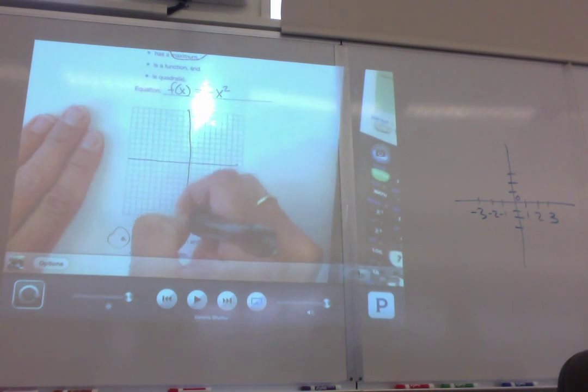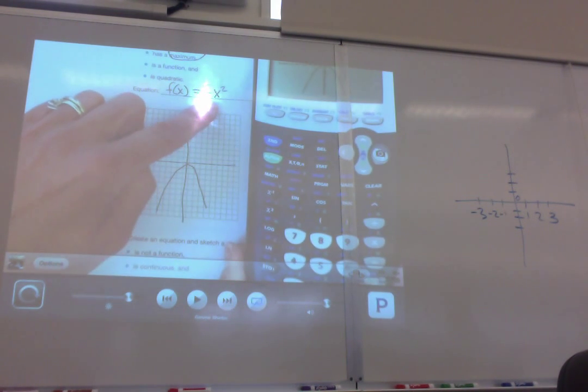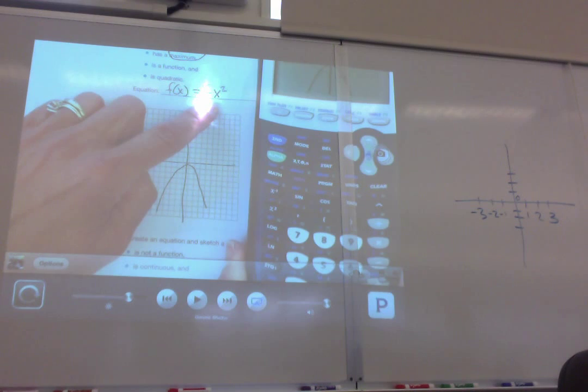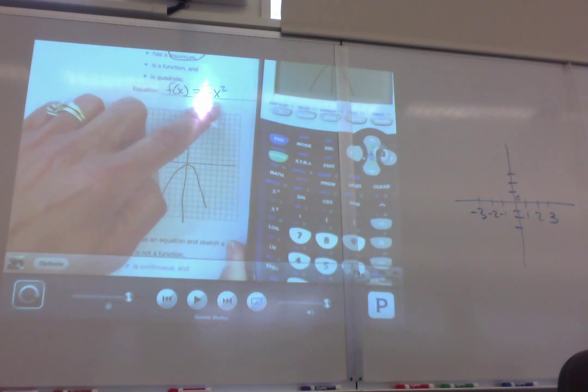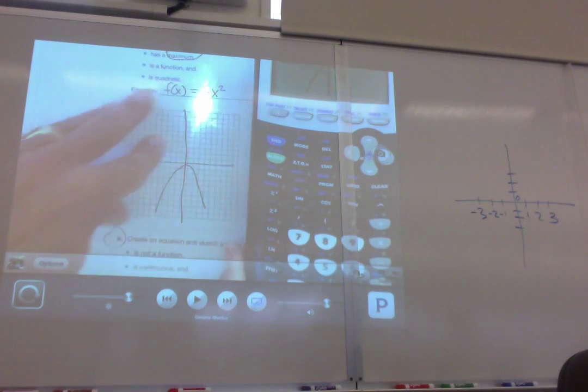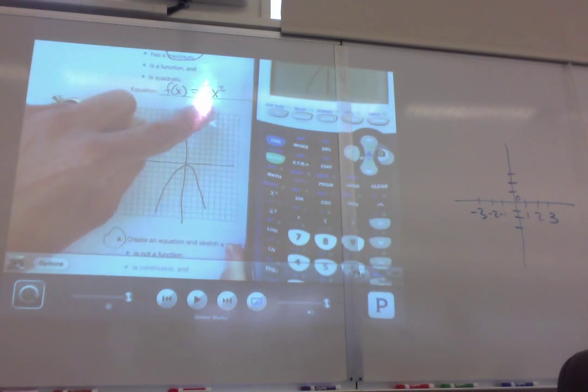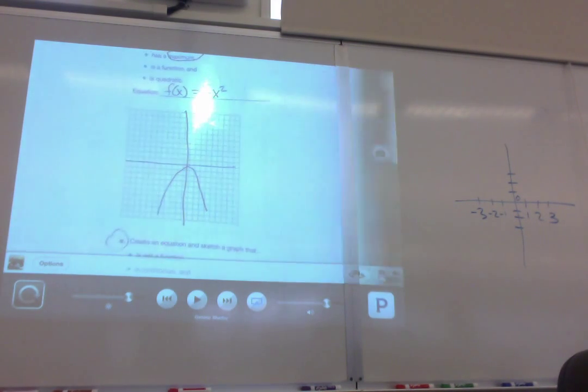X, Y. All right. If you put a number in front, it gets fatter or skinnier. If you put plus something else, it moves it around on this graph. Okay, but quadratic has x squared, and having a maximum, there's a negative in front of that x.